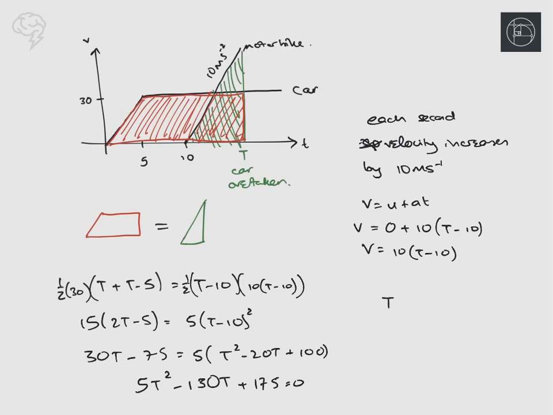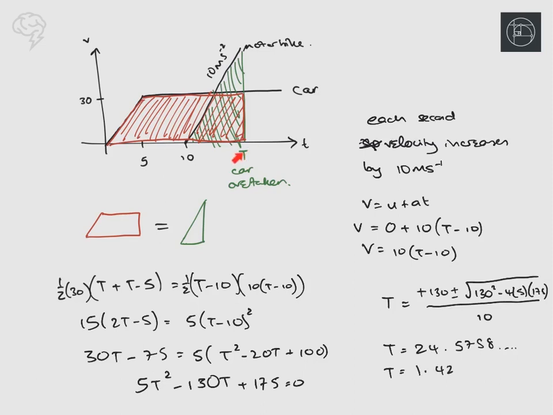Now I can use the calculator to solve that equation, but if I do, I need to pretend I did the quadratic formula. So I'm going to write it out. Minus b plus or minus the square root of b squared minus 4ac, all over 2a. That gives 24.5758 and so on seconds, or using the minus, 1.42. Now we know that t is bigger than 10, so we don't want this solution, we want this solution, and to three significant figures is safer.